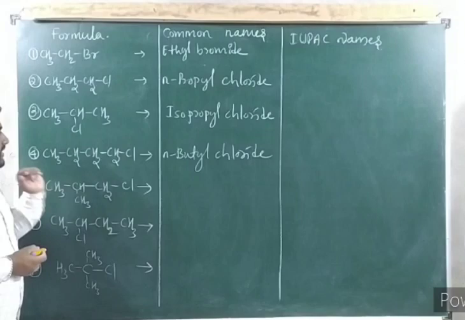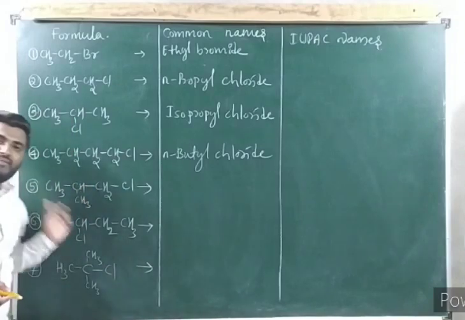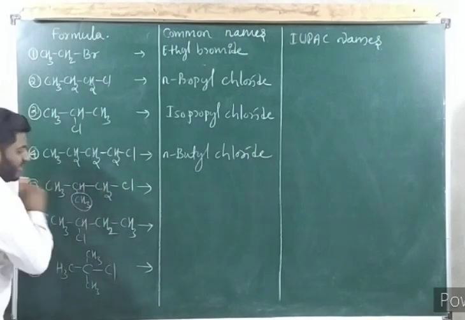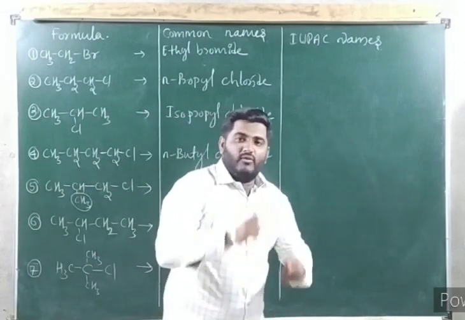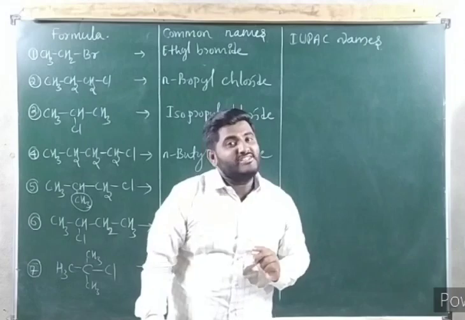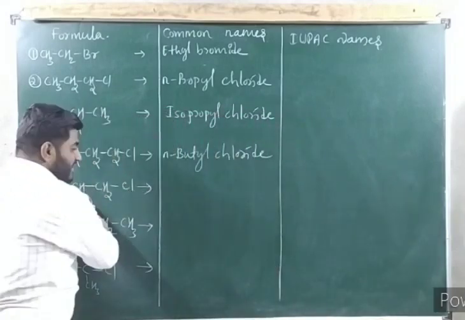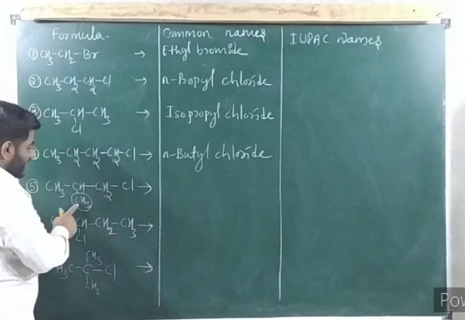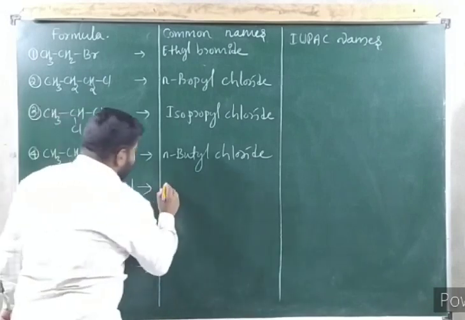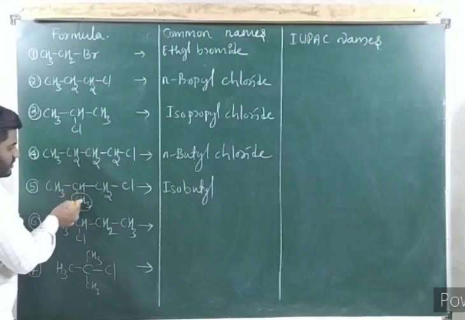Methylpropane, 4 carbons here. Okay, here 1, 2, 3, 4. Again 4 carbons are there. But here one alkyl branching is there. I told you, when one alkyl branching is there, we have to use iso. When 2 alkyl branchings are there, then we have to use neo. Correct or not? So here only one alkyl branching is there. So what is it named as? It is named as iso, methylpropane. Total 4 carbon, isobutyl. 4 means butyl. Isobutyl chloride.